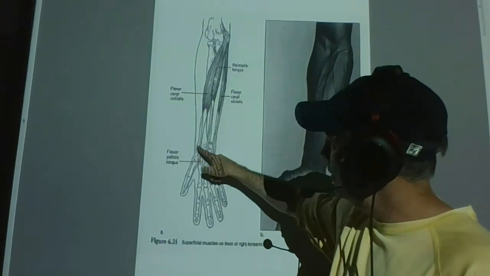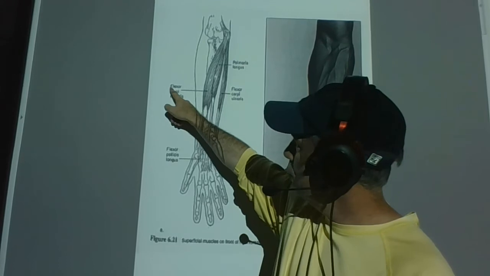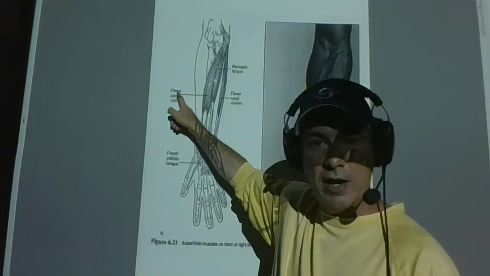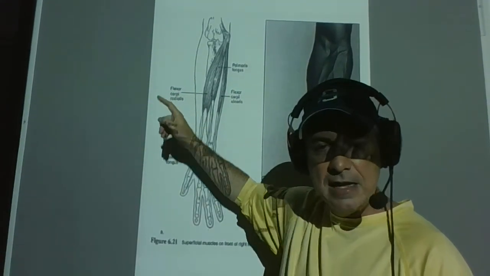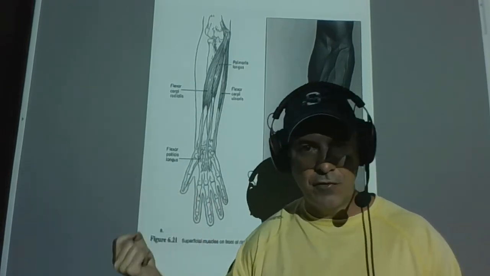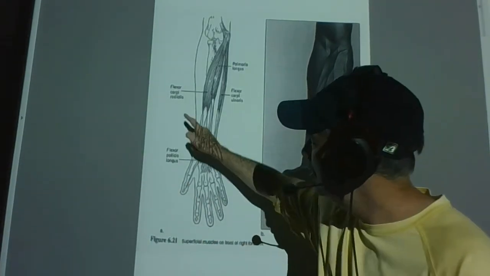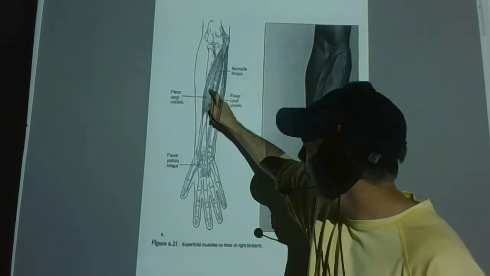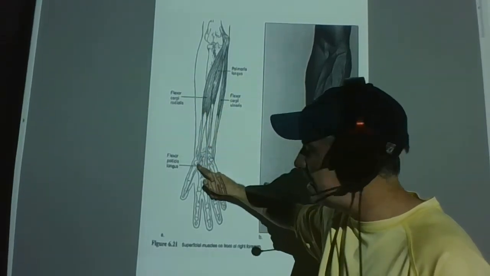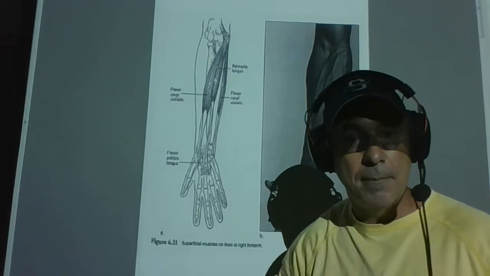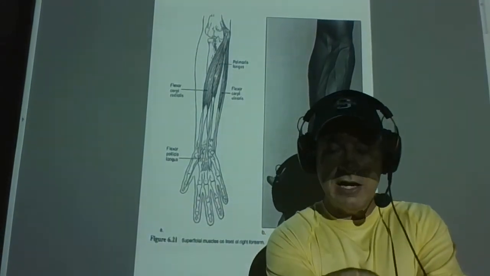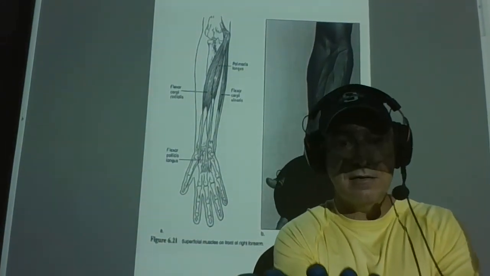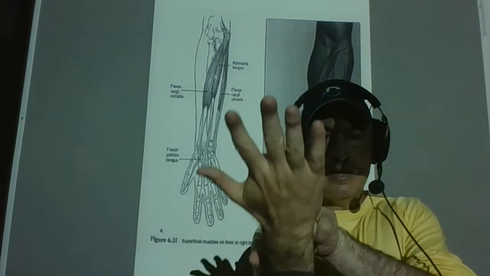Flexor carpi radialis. So its sagittal plane function is given directly, flexor. Its frontal plane function is given indirectly, radialis. A radial deviation puller, because the radial bone, right, the radius in anatomical position is on the outside.